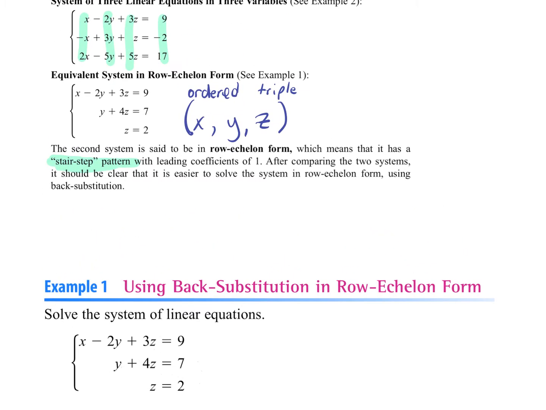You'll see up here, when you give your answer, you're going to give it as an ordered triple. Instead of an ordered pair, we're working with ordered triples now. So it'll be x, comma, y, comma, z.